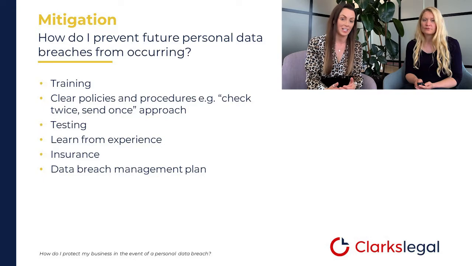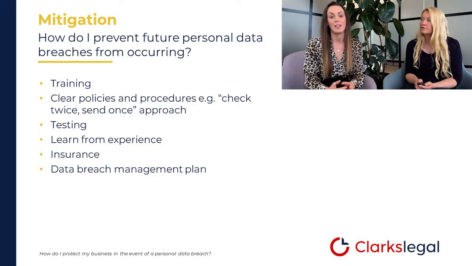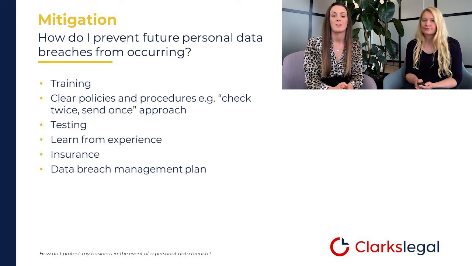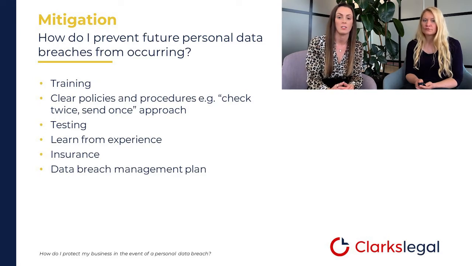can be immediately contained. Linked to this, it is also a good idea to have clear policies and procedures in place on data protection. This is something the ICO often comment on when issuing fines. There should be checks in place to double check information is being sent out. For example, in emails, the ICO calls this the check twice, send once approach. You should also consider regular testing. This is necessary to find and fix any flaws that there might be in the company's policies and procedures when experiencing a personal data breach.